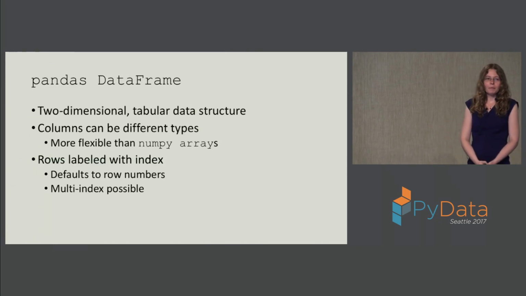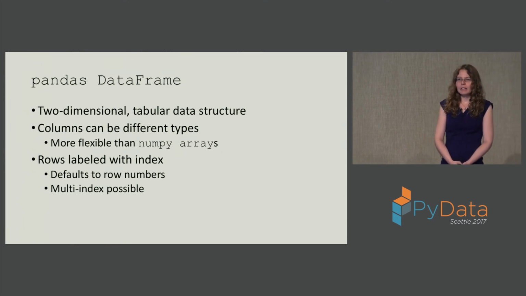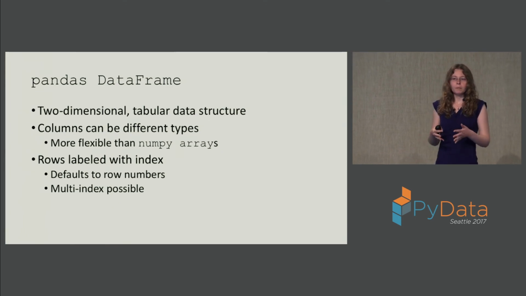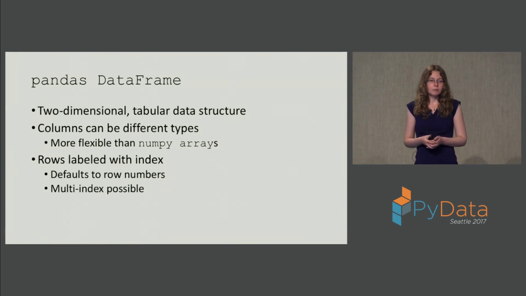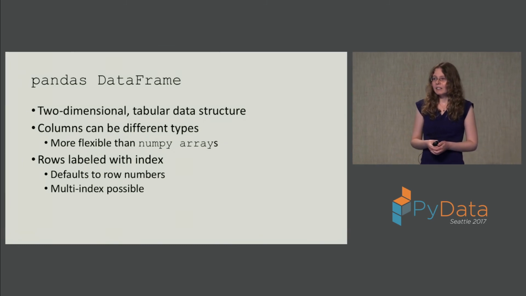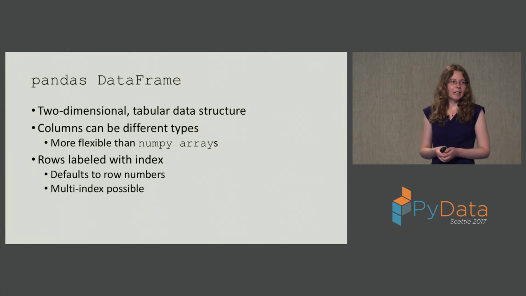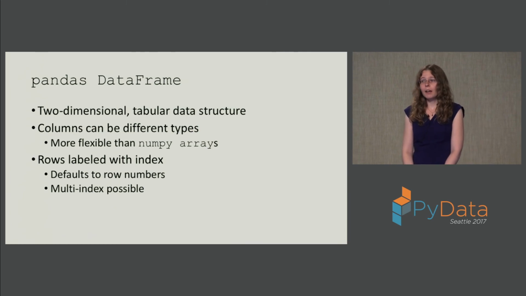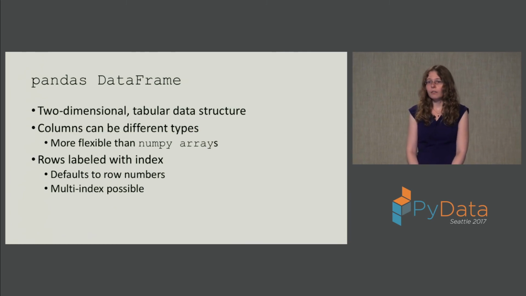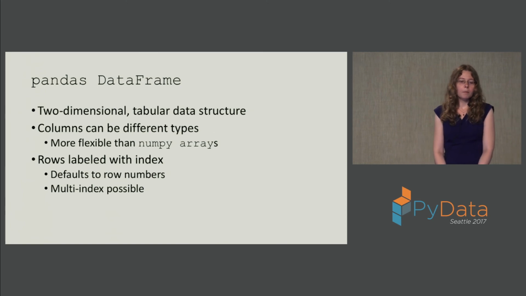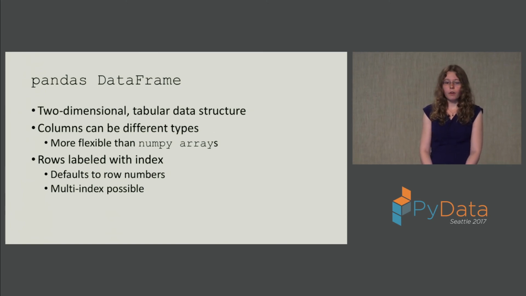The Pandas DataFrame. This Pandas DataFrame is the core data structure in Pandas. It's a two-dimensional table, and it has labeled rows and columns. Each of the columns can be a different type, which is really nice. So we can have a date column, a numeric, a string column, all in the same data frame. In contrast, numpy arrays require all of the entries be of the same type. The rows are labeled with an index. This defaults to just the row numbers, but you can also use more complex indices.